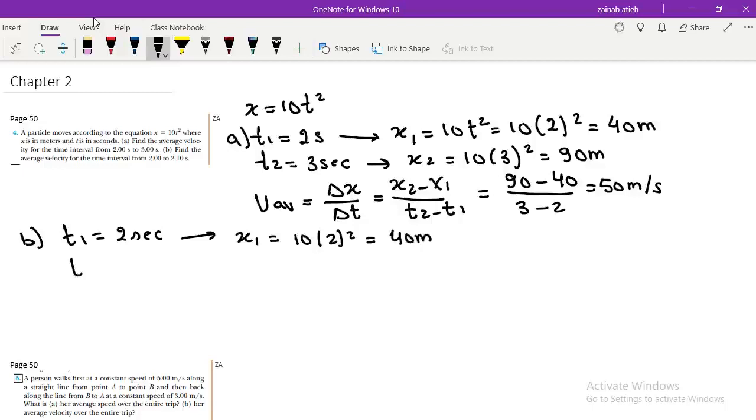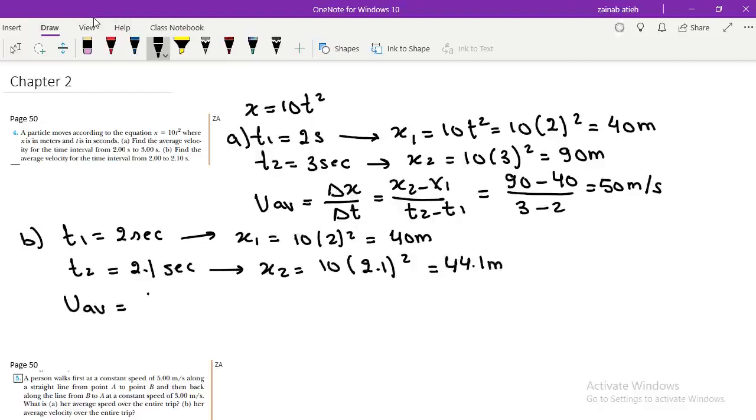Let's find the position at the other instant. So it's 2.1 seconds. I will get a position x2 equals 10 times 2.1 squared. I will get 44.1 meter. Now let's calculate the average velocity.